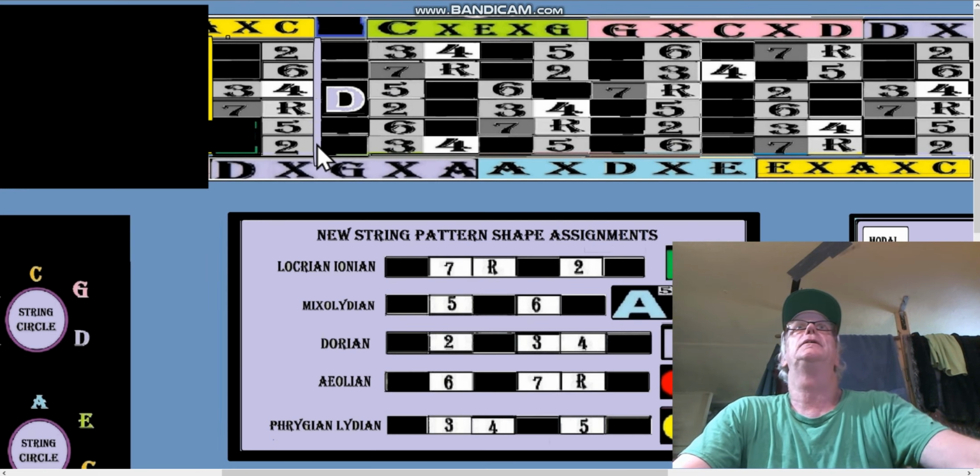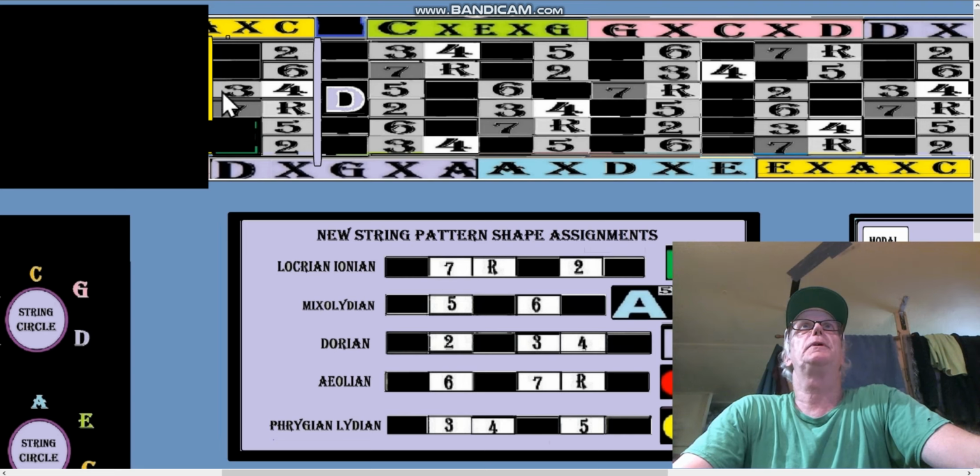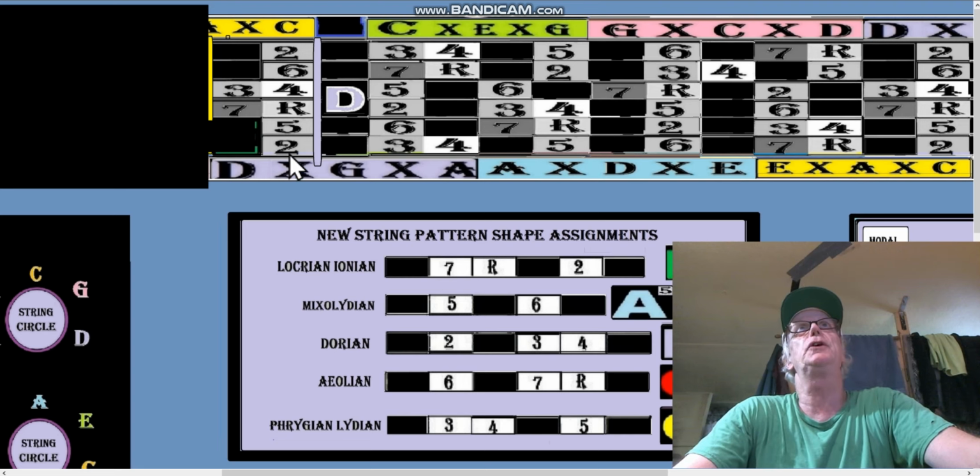these are just put in place to be under the D, G, A banner, which is also the key of D. Because if you look at the key of D, it's 2, 3, 4, 5, 6, 7, root, 2, 3, 4, 5, 6, 7, root, 2, 3, 4. That's the key of D.